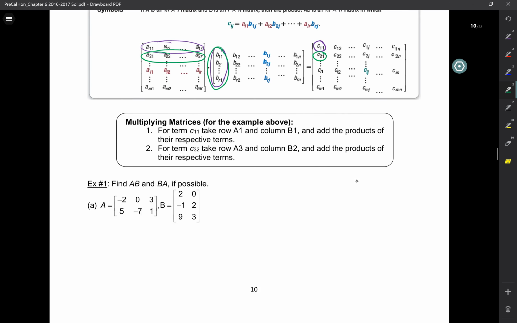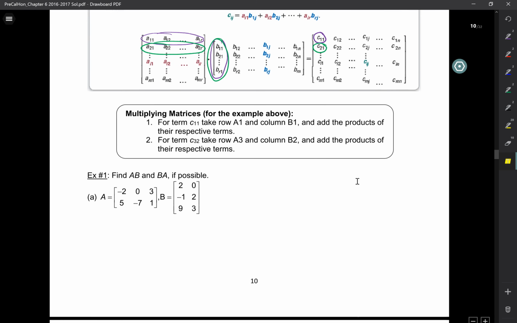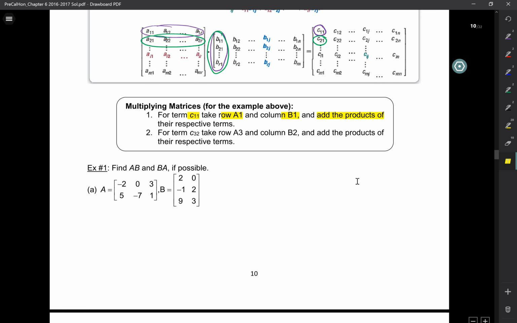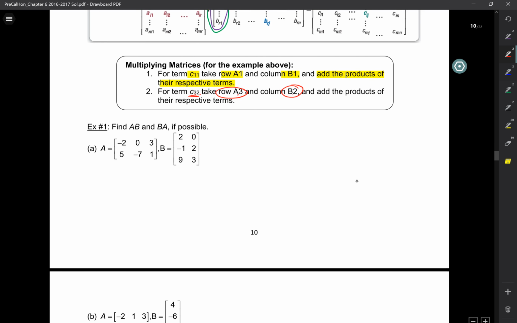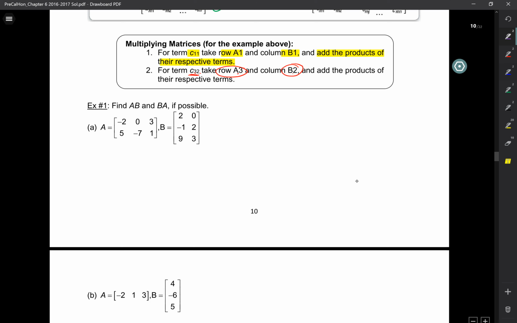All right, so here's another example. Let's say in the product matrix C, you want the term 1, 1. You take row A1 and column B1, and we add the products of their respective terms. So if I want to find the term C32, I take row A3, column B2, and add the products of their respective terms. All right, so let's do one.